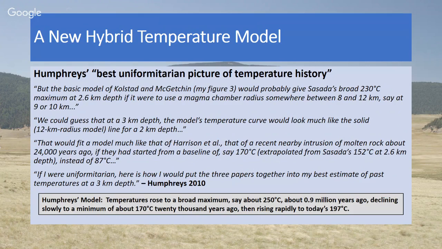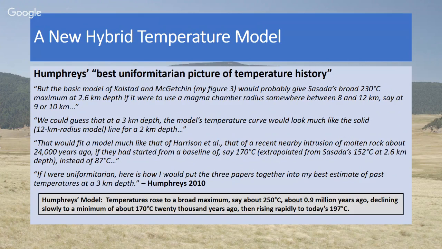He says we're guessing. And then he tries to fit Harrison into that and say there's only a real small temperature increase. And then his last statement, if I were a uniformitarian, so this is his view of how the secular world or the conventional geological world would view things. Here's how he puts the papers together.